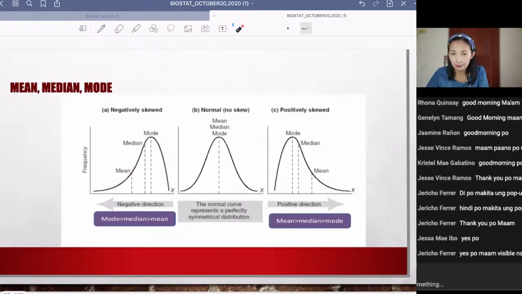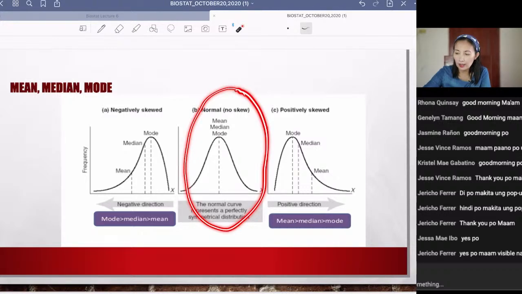Ayan, look at this. So this one at the middle is normal, no skew. Mean, median, mode are all at the center.